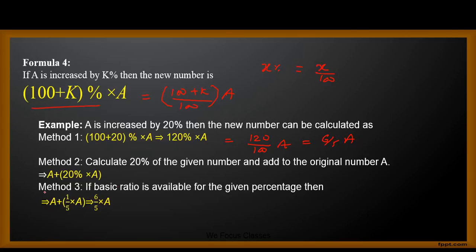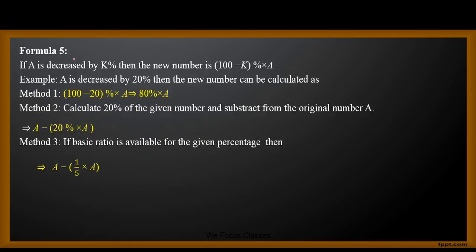Coming to the third method, what is 20% in fraction? We can write 20% as 1 by 5. So A plus 1 by 5 A. That is nothing but 6 by 5 A. So we can use any method to calculate in the exam. Okay.